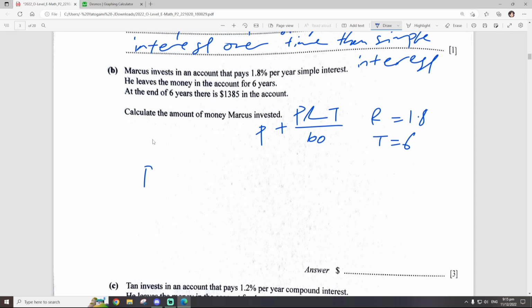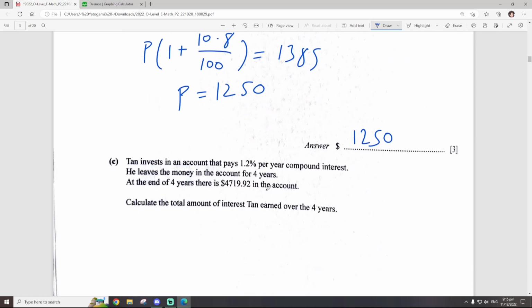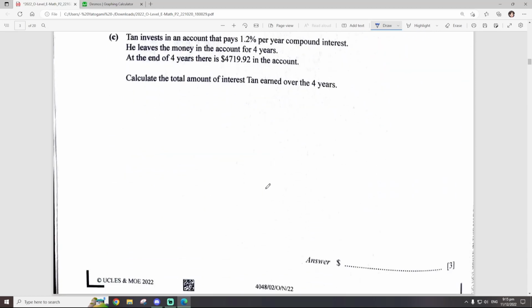So you get P times 1 plus 1.8 times 6 is 10.8 divided by 100 is 1385. Then you can solve for P, which I think is 1250. Normally when you invest something, the principal is a nice number, so if you don't get a nice number, then you probably did something wrong. $1,250. Tan invests in an account that pays 1.2% compound interest, leaves the money for 4 years.